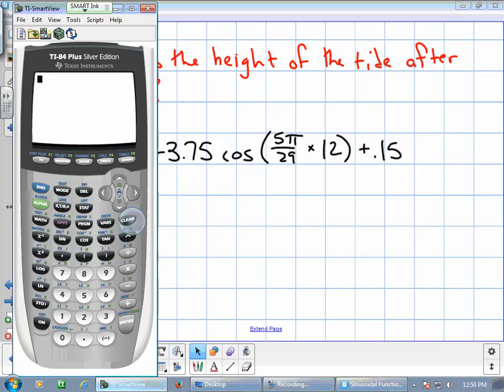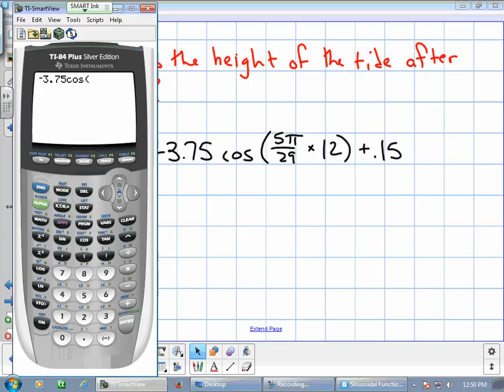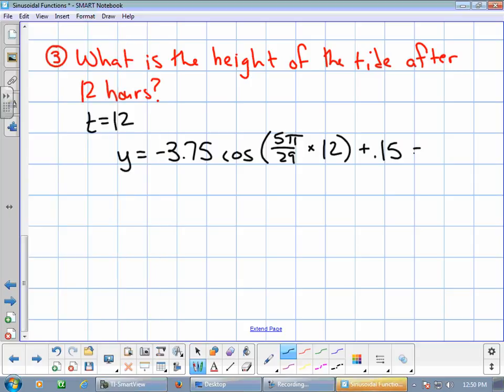Does my mode matter? Okay, which mode should I be in? Radians mode. I'm in degrees right now. That would be problematic. Cosine of 5 pi divided by 29 times 12 plus 0.15. Negative 3.51. Okay, so our graph is pretty accurate.